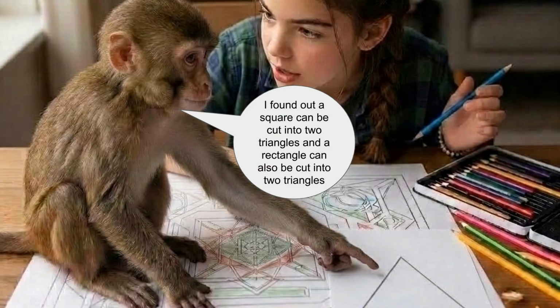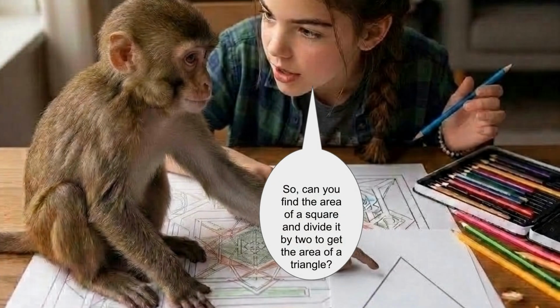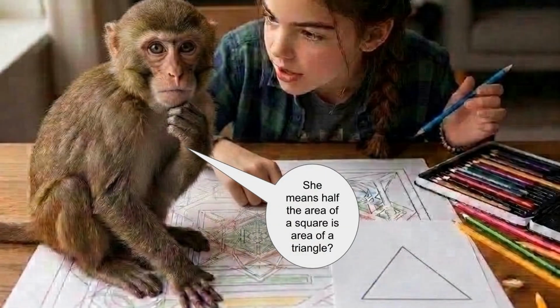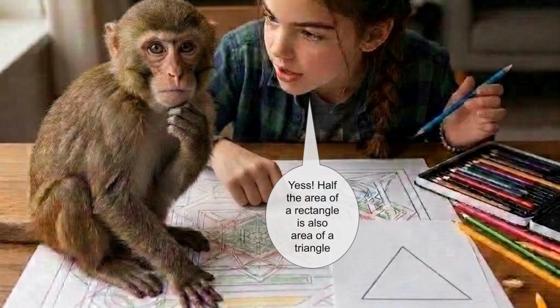I found out a square can be cut into two triangles, and a rectangle can also be cut into two triangles. So, can you find the area of a square and divide it by 2 to get the area of a triangle? She means half the area of a square is the area of a triangle? Yes, half the area of a rectangle is also the area of a triangle.